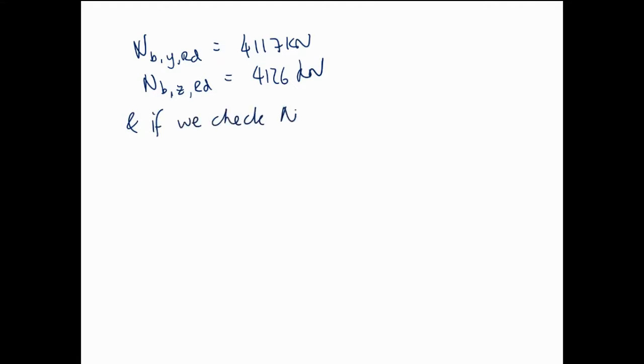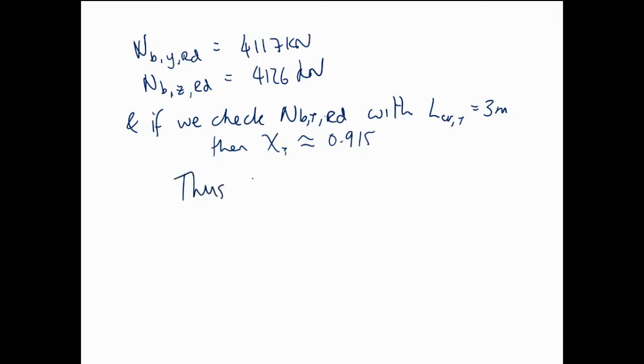And if we check again with the torsional buckling length equal to 3 meters, then it's going to be approximately equal to something like 0.9 or so. So it's going to be around the same, 0.915 or so. Okay, so they're all going to end up being around the same. It just happens in this case that they're all approximately equal to each other.